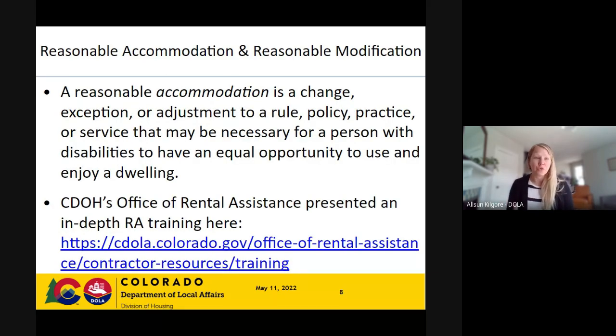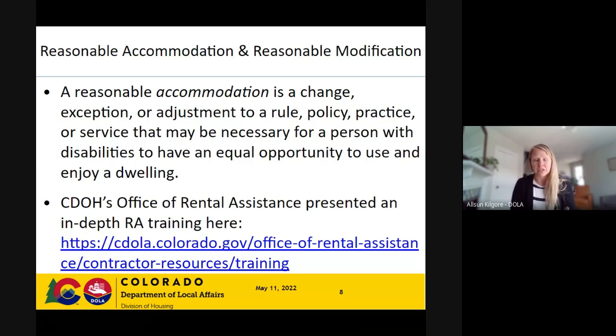All right, we'll take a little more time to go over some of the things with reasonable accommodations and reasonable modifications, because this is something that we get a lot of questions on and is something that the state monitors for during the contract period and during the period of affordability for those of you with HTF or HOME funds. And so a reasonable accommodation is a change, exception, or adjustment to a rule, policy, practice, or service that may be necessary for a person with disabilities to have an equal opportunity to use and enjoy a dwelling unit. This is a much larger element of Section 504 and fair housing. DOH's Office of Rental Assistance did a more in-depth dive on reasonable accommodations, and it's linked here, and you'll get a copy of these slides after today's training.